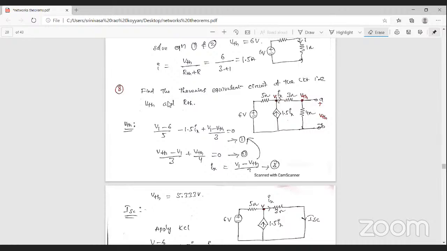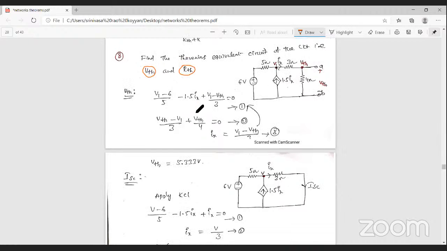Next one, the next problem. Here is a case 2 problem. Why? Because here an independent source is there, a dependent source is also there. Sorry, case 2 problem. So from this case 2 problem, what is given here? Find out the Thevenin's equivalent circuit from this network. That is, to find out the Thevenin's voltage as well as the Thevenin's resistance.